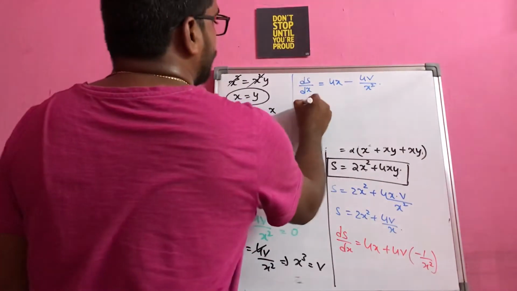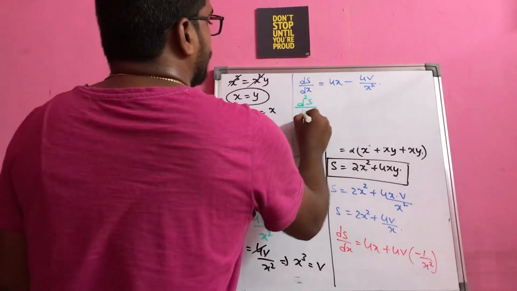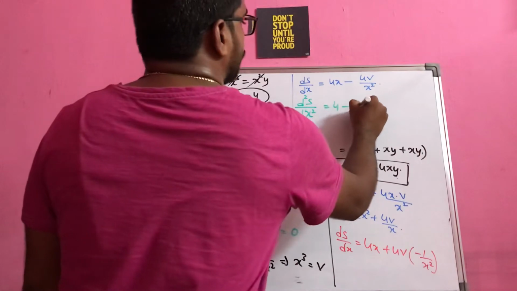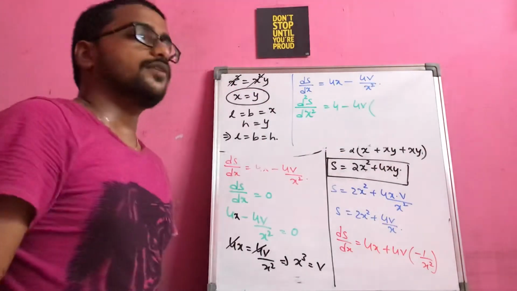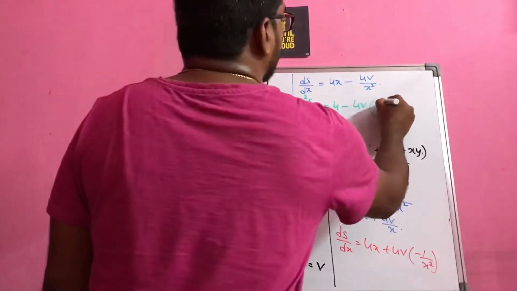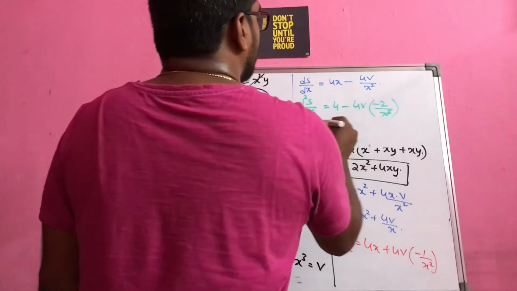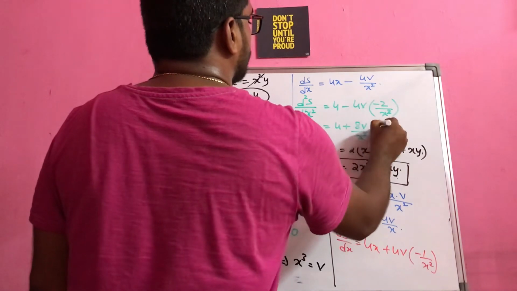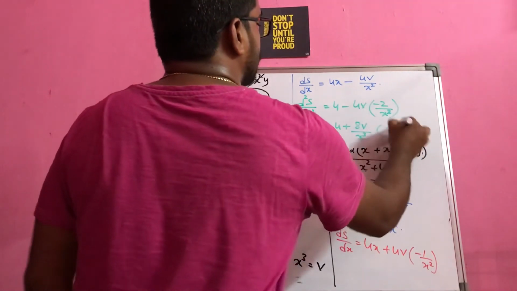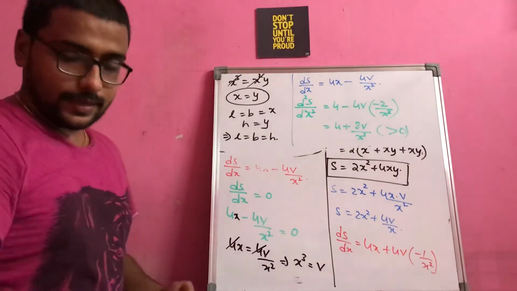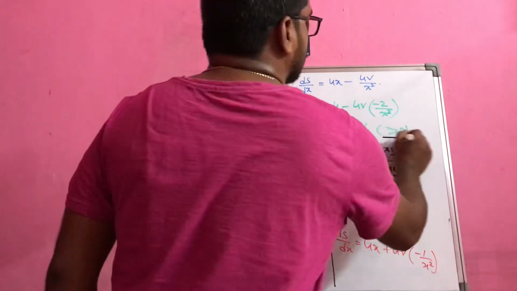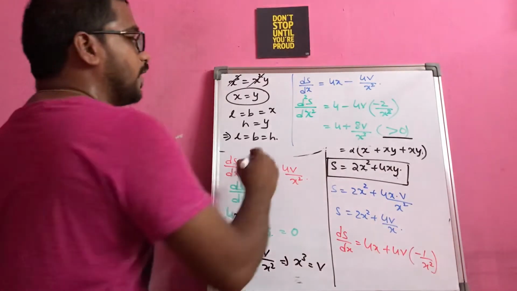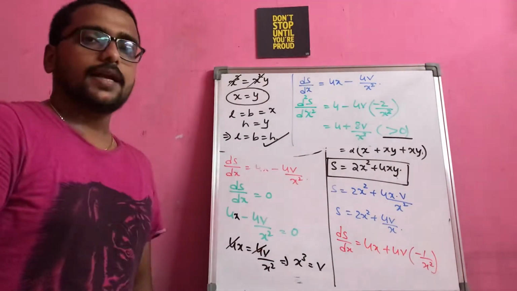So let us apply differentiation one more time. d²S/dx² is equal to 4 minus 4v. 1 by x² means x to the power minus 2, that will give you minus 2 by x³. So minus into minus is plus, 4 plus 8v by x³, which is greater than 0. So whenever you get the second order derivative greater than 0, it indicates that the surface area is minimum when it is a cube, right?